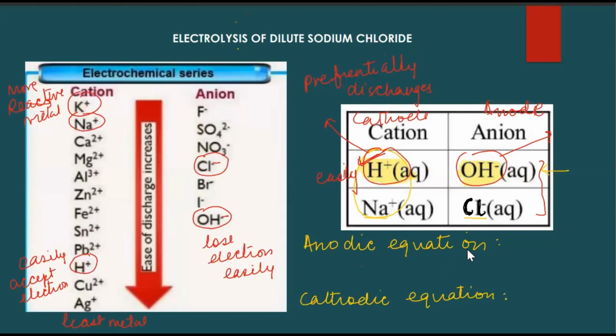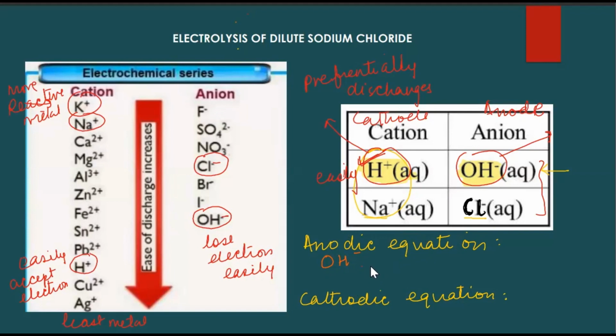Once we know which ions will be discharged at the anode and which will be discharged at the cathode, we are in a position to write down the anodic and the cathodic equation. First of all, we'll write down the anodic equation. That means the OH ion. What will happen? The OH ion will be discharged at the anode.